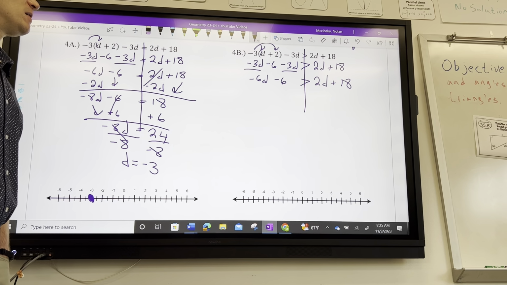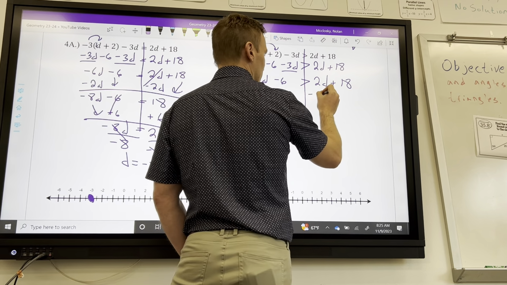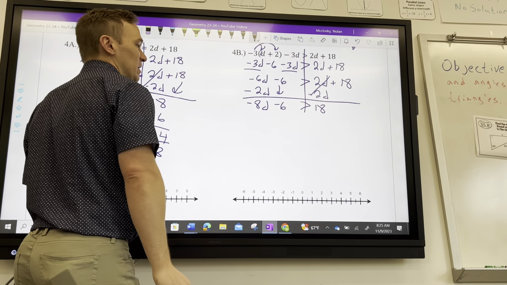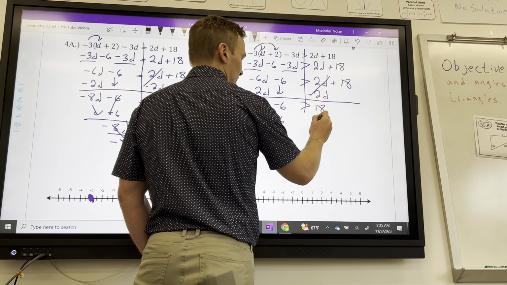All right, we've combined like terms. Now we've got to move the variable to one side. We do that by subtracting 2d. That cancels. Negative 6 minus 2 is negative 8d. Minus 6 drops. The greater than sign drops. The 18 drops. Now we need to add or subtract something, so we add 6. That cancels. The negative 8d drops. Greater than drops, and 18 plus 6 is 24.